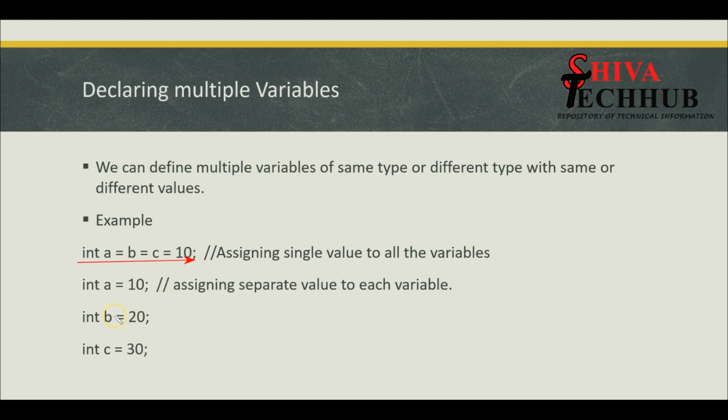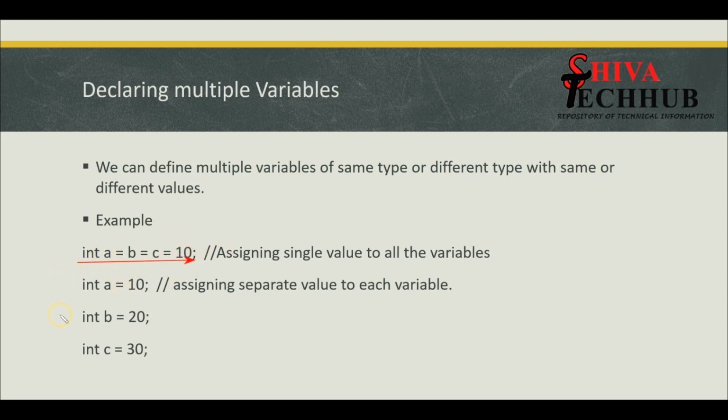So if you try to print it using System.out.println A, B, and C, it will just print the 10 value. So this is one way of declaring. You need not declare it in separate lines. In order to save the lines of code, you can also assign the variables in this format, given you want to assign the same value to the multiple variables.